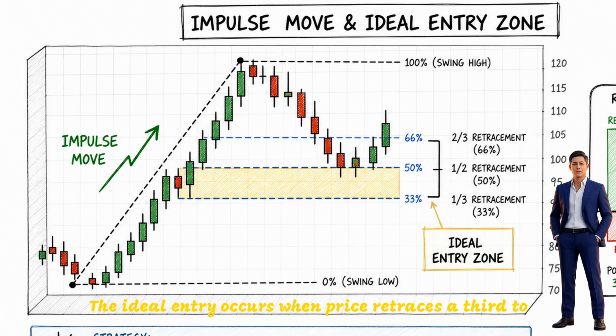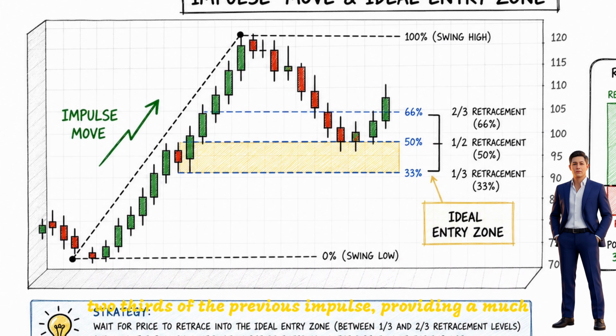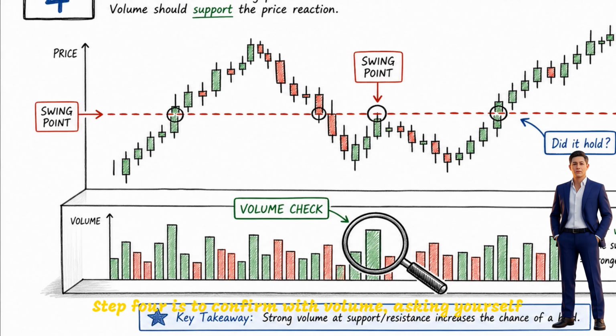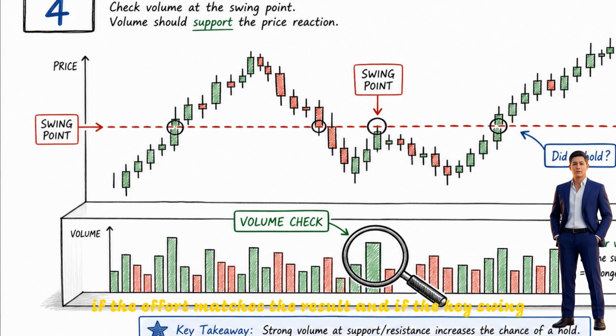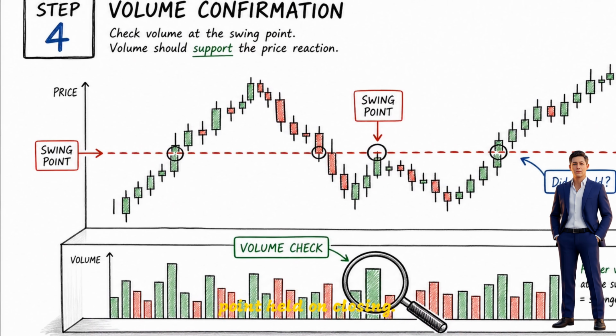The ideal entry occurs when price retraces a third to two-thirds of the previous impulse, providing a much higher reward-to-risk ratio. Step 4 is to confirm with volume, asking yourself if the effort matches the result and if the key swing point held on closing.